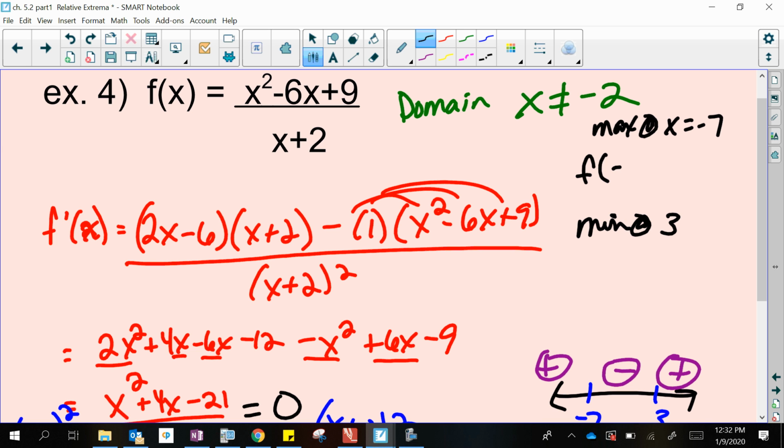And then has anyone plugged these in yet? Somebody plugging those in for me. For 3 it is 0. -7 is -20. For 3, so 3 would be 9. Well, yeah, 9 minus 18 plus 9. Yeah, so 0. Always be careful when you have a 0, just to make sure.